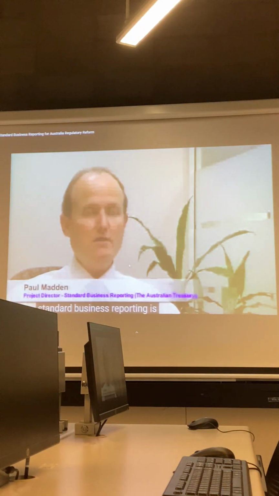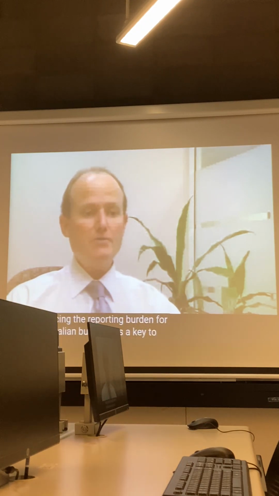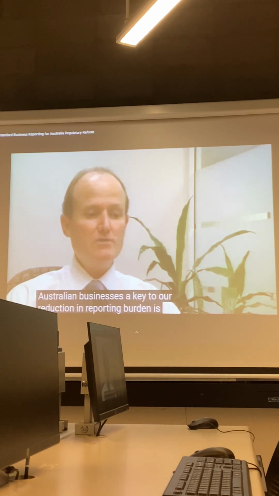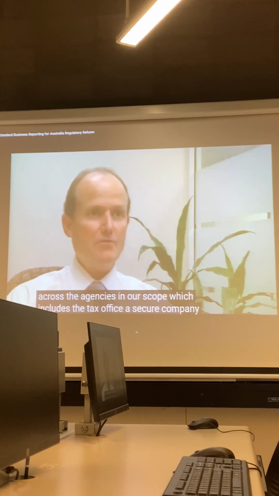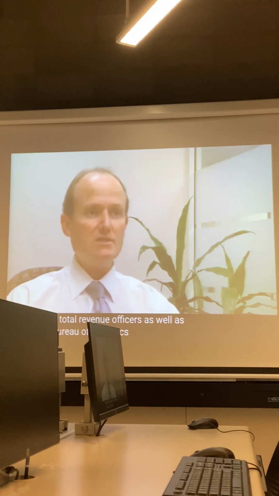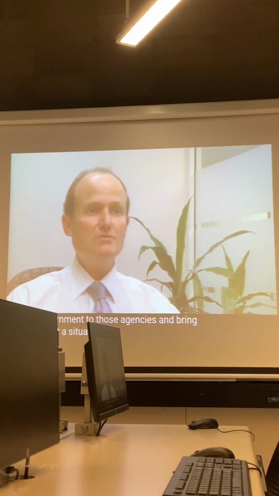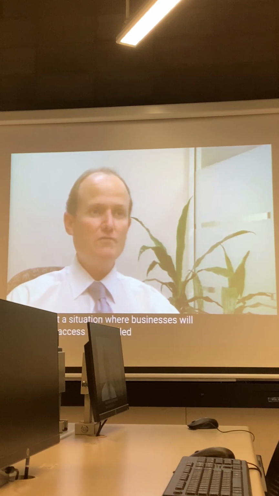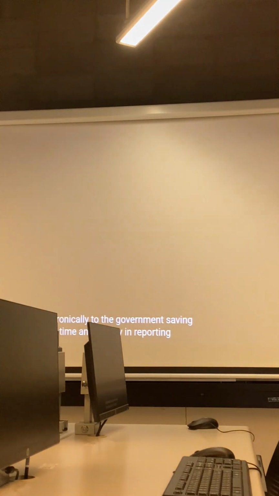Standard business reporting is all about reducing the reporting burden for Australian businesses. A key to our reduction in reporting burden is to work across the agencies in our scope, which includes the tax office, ASIC, our company regulator, the banking regulator, state territorial revenue offices, as well as the Bureau of Statistics. We want to get a single language to report to government to those agencies and bring about a situation where businesses will have access to pre-filled forms based on information in their accounting software that can be sent directly electronically to the government, saving their time and money reporting.